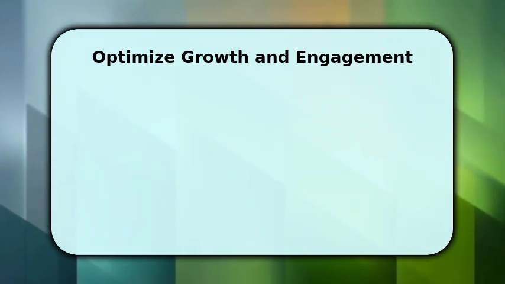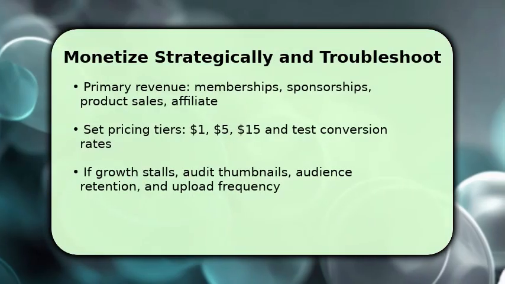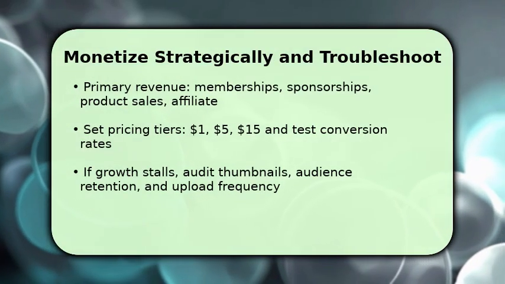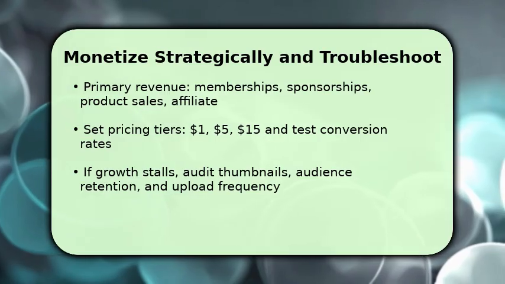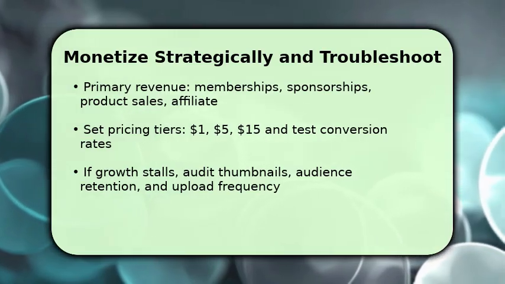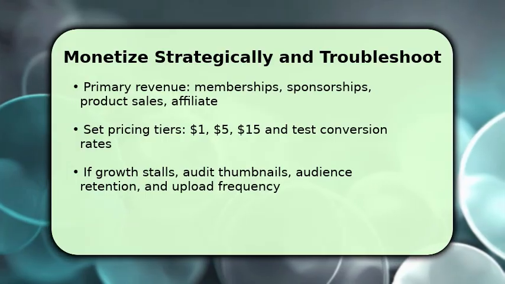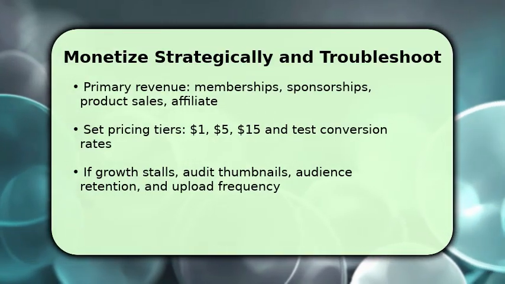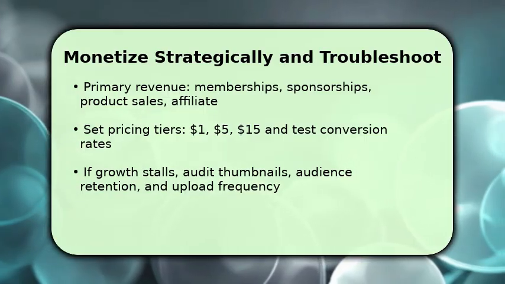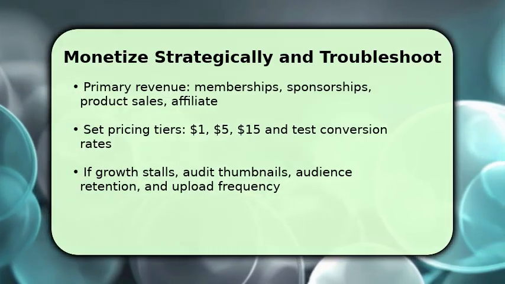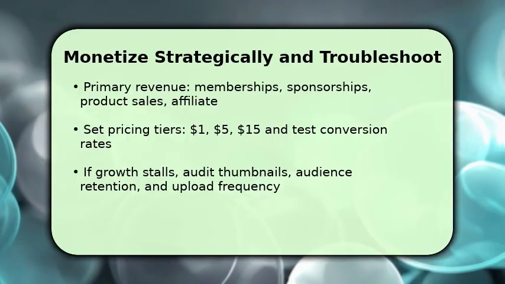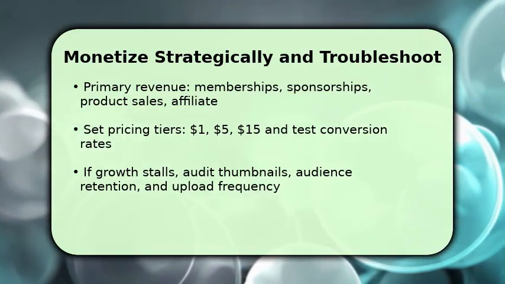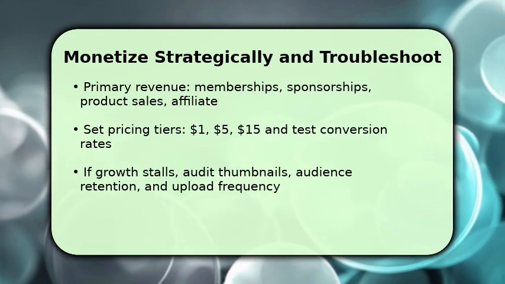You now convert attention into money by prioritizing recurring, higher-margin streams: channel memberships, sponsorships, and your own products or courses, while affiliate sales supplement. Price membership tiers clearly, $1, $5, $15, and track conversions. Once done, negotiate sponsorships only when you have a reliable CPM and audience data. If revenue or growth stalls, audit thumbnails, retention curves, and upload cadence. Fix the worst-performing element first and iterate.